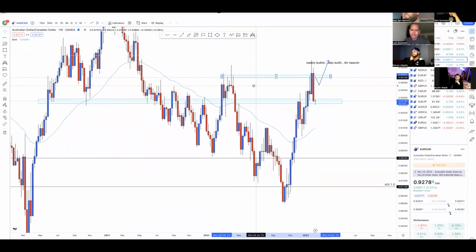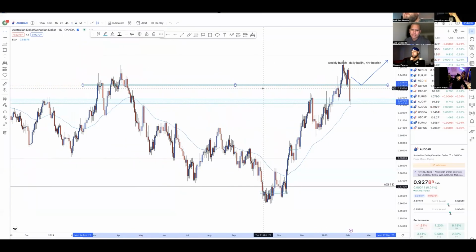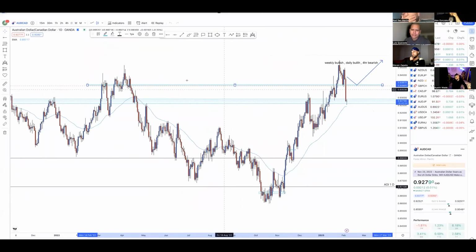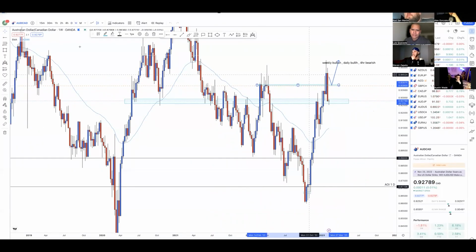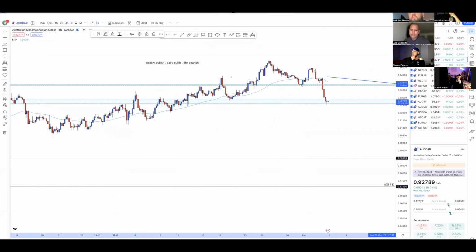Let's pop up the same zone we had here. It's definitely a valid zone, so we've got to keep it into consideration. Yeah, definitely a valid zone. But we know why the daily's bearish, right? Because the weekly needed this pullback to go long. Can we still take some longs?